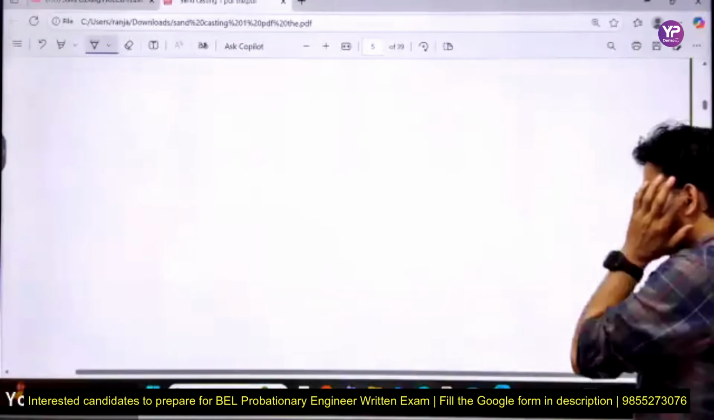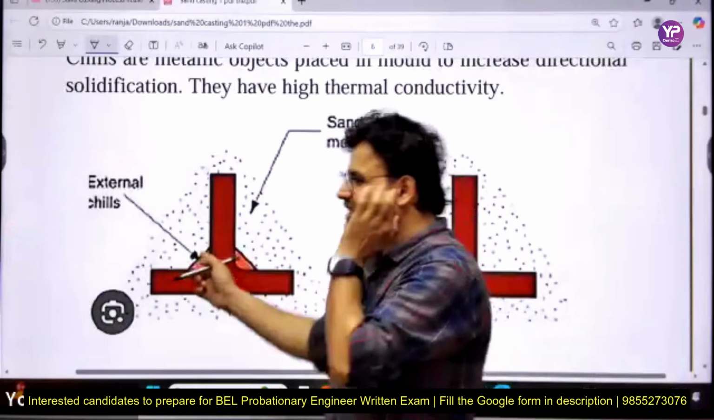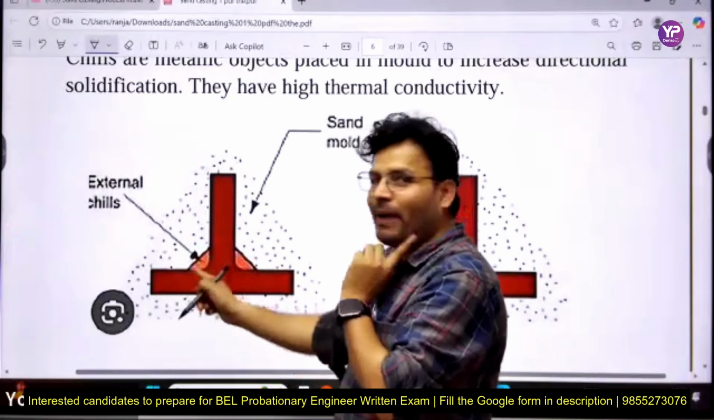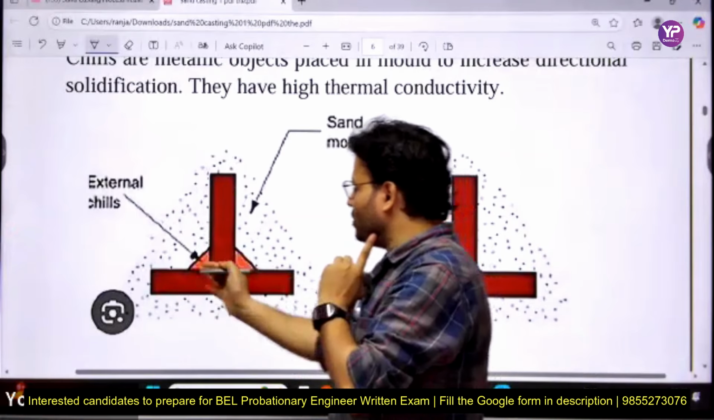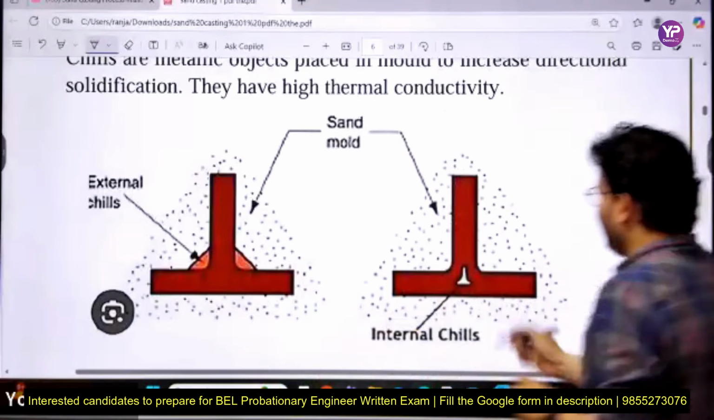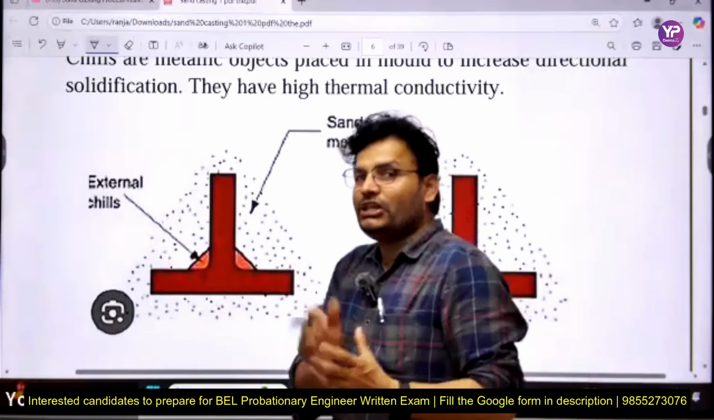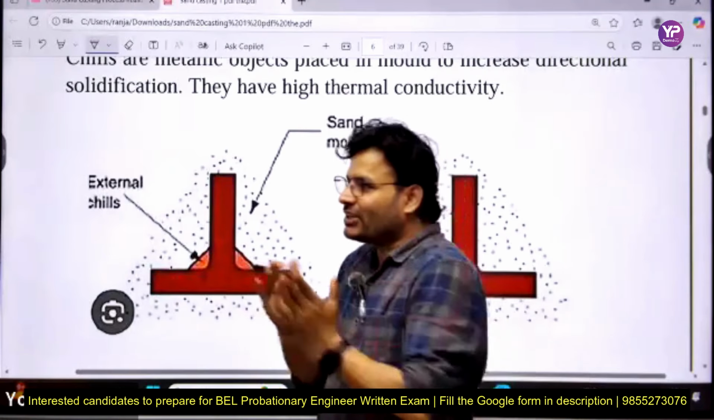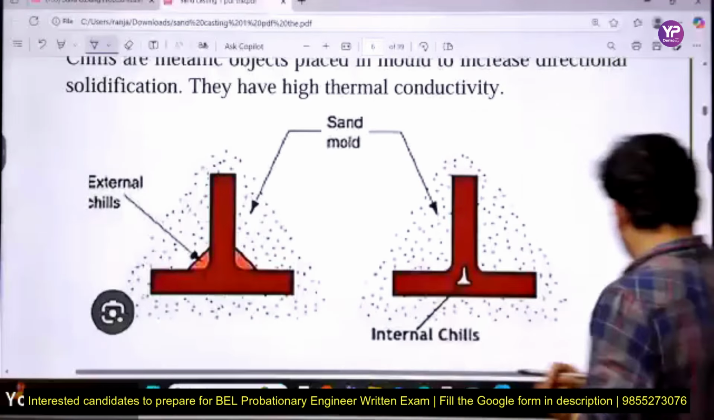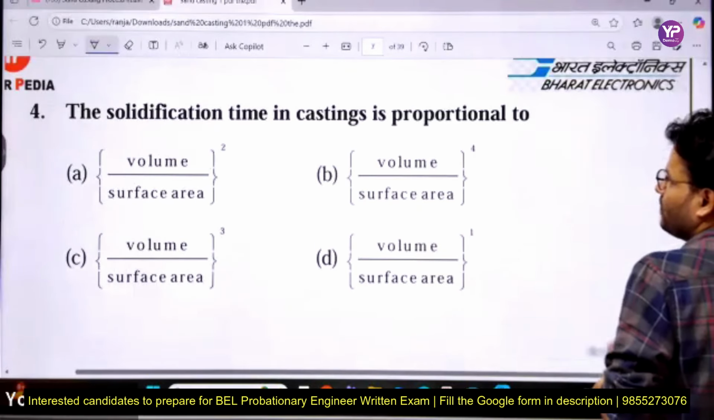I have come with a diagram here also. Here we can see it is external, so it is called an external chill. Here I have put some metal particles inside the sand, so it will start solidifying faster from that point. So it is called a chill. Here it is inside, so it is called an internal chill. So always keep in mind, chills are provided to get directional solidification in the case of sand casting.